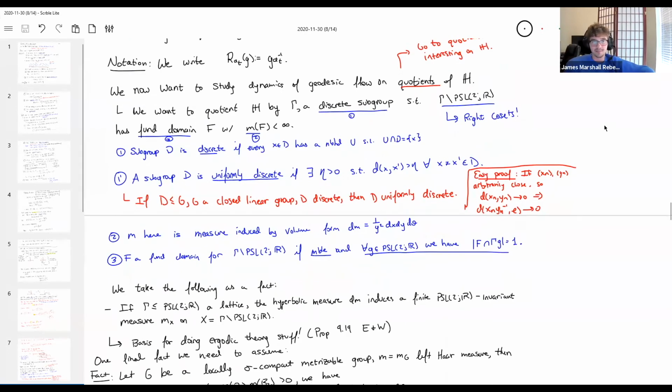When I say finite measure, what do I actually mean here? This measure is induced by the volume form. So this is called the hyperbolic volume form. This is dm is 1 over y squared dx dy d theta. And a fundamental domain, I don't know, it seems like everybody has a different definition for fundamental domain, but in this case, it just means a measurable subset that nicely cuts up our space. So for all g in PSL2R, we have that our fundamental domain intersects this translate of gamma by g in just one place.